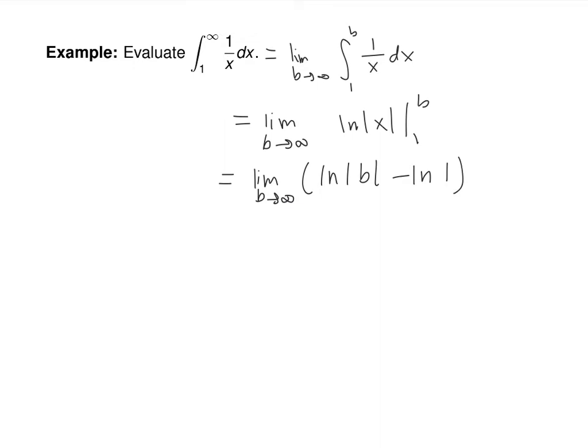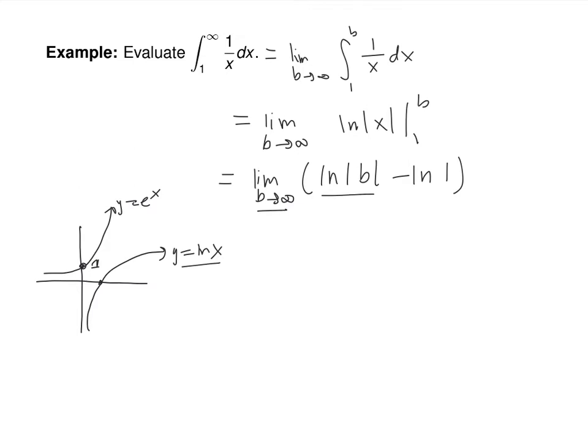And ln is another function whose graph you should know. ln is the inverse of e to the x. So e to the x looks like this, roughly speaking. That point is the point (0, 1). ln looks like this. And it's an example of a function that grows, but grows very slowly. But the point is, as b goes to infinity, this ln keeps getting larger and larger and larger. So this limit is infinity, and this diverges.